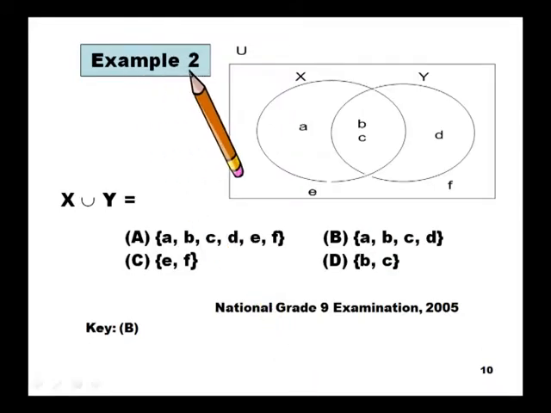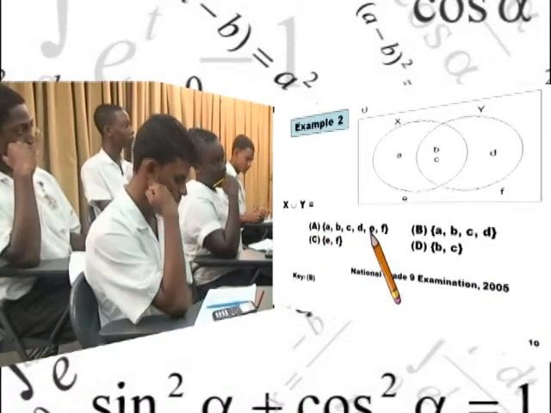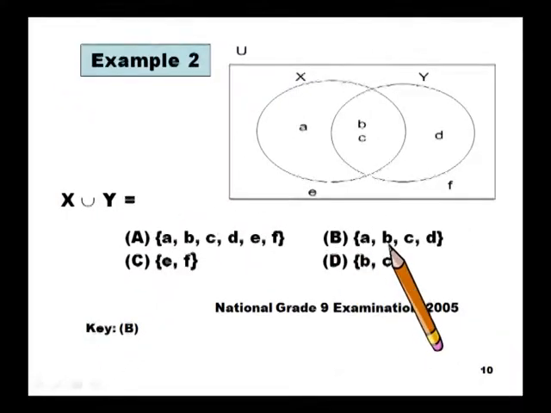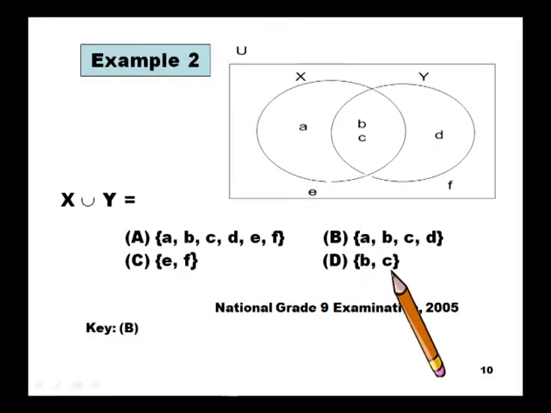Example 2. X union Y is equal to A. A, B, C, D, E, F. B, A, B, C, D. C, E, F, D, B, C. Key, B.